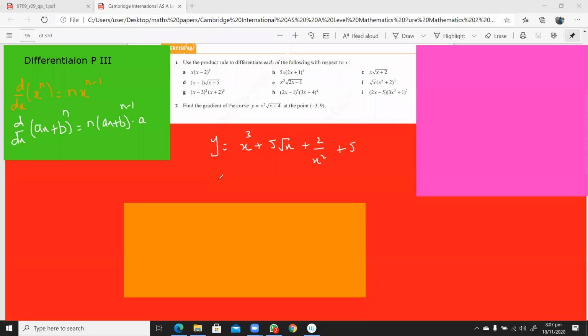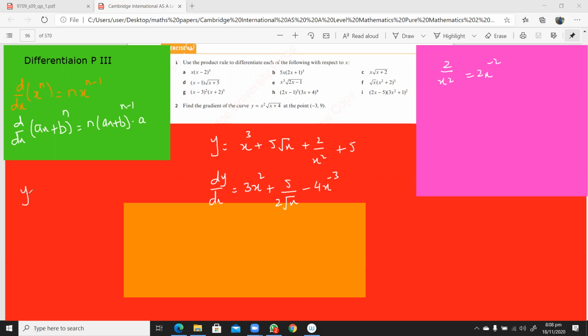So you must know what your dy by dx will be. Using the first rule of differentiation, dy by dx is 3x squared plus 5 over 2 under root x. And before you differentiate this 2 over x square, you must write it as 2x to the power minus 2. Okay, so this would become minus 4x to the power minus 3. And then the derivative of 5 is going to be 0.